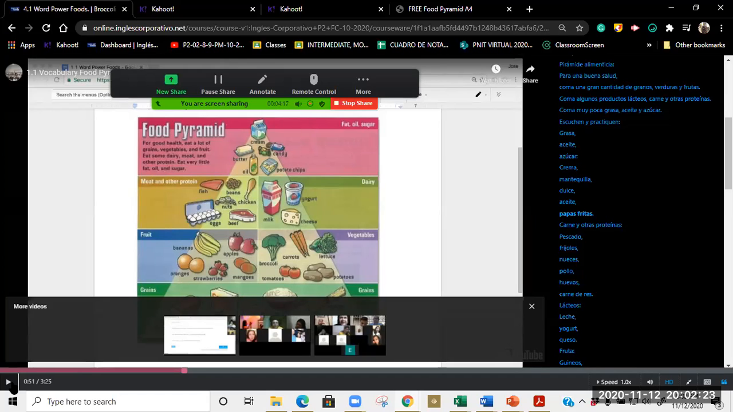Potato chips. Solo chucherías are called chips. But if you want to say de papa, you would have to add potato chips. Pero en sí, solo chucherías, you call them chips, okay? Chips, or in this case, we have potato. Potato chips, okay? So we have cream, butter, candy, oil, and potato chips.